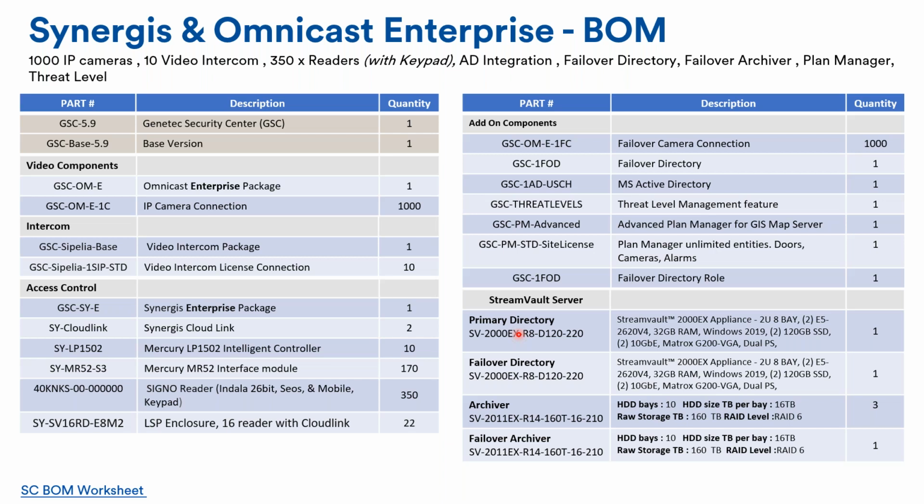Now for a primary directory, as the primary directory server is not being used for storage capabilities, we do not need to have hard drives for recording video data on there. So the primary directory in this scenario, the primary directory server is the SV2000 series, but with no hard drive for video storage.